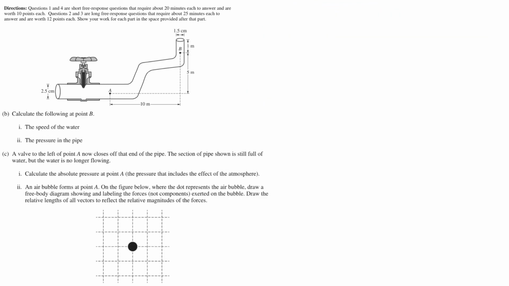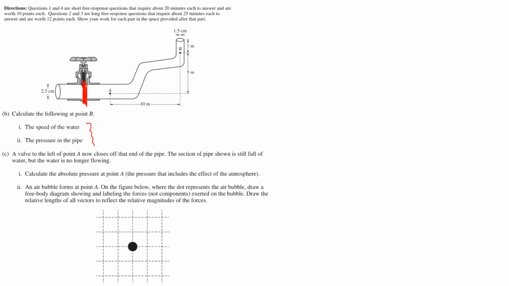Okay, there's a second half to this one now. So calculate the following. Speed of the water in the pipe. We just did that. The pressure in the pipe. We just did that. We did that a little while ago. Okay. The valve to the left now closes off that end of the pipe. A section of the pipe shown is still full of water. The water is no longer flowing. Okay, so we're closed off there.